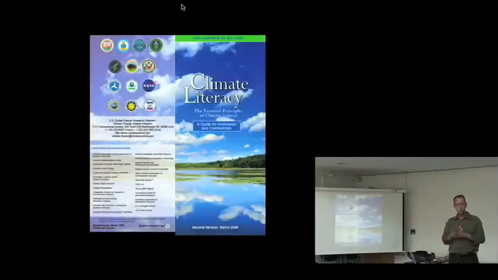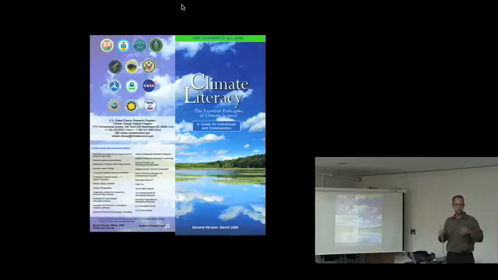So the brochure, The Essential Principles of Climate Literacy, has been several years in the making. And it went through an iterative process. The first version was actually geared for K-12 teachers. And then we did another more recent version that has the subtitle A Guide for Individuals and Communities. This is in your bags. So we've expanded the scope a bit.